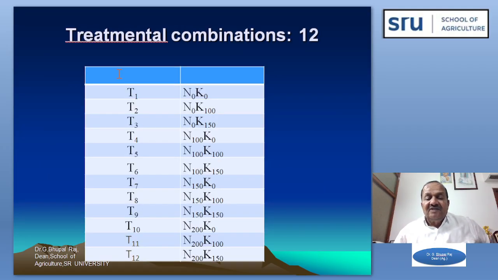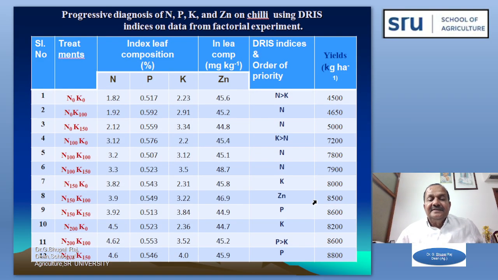So these are the 12 combinations of the treatments. This is the control plot. This is control nitrogen in combination with potash control, potash 100, and potash 150. Like that, 100% recommended dose nitrogen in combination with 0 potash, 100 potash, and 150 potash. Like that, 150 nitrogen with these. So all possible combinations, 12 combinations, we selected for the field testing.